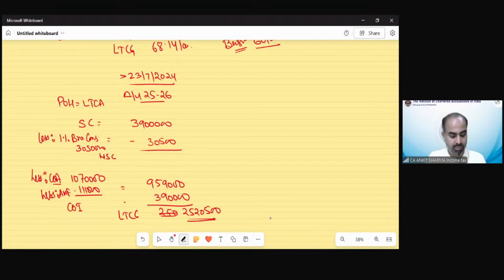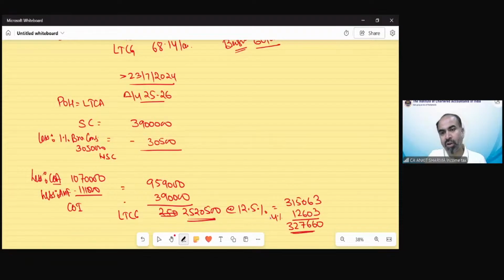After that, my long-term capital gain would be 2,500, and now we have to calculate tax upon this at the rate of 12.5%. This is my GTI, this is my TI. No other information has been given in the question. So the tax on this value would be 315063, and after 4% cess, 12603, the tax would be 327,660 after rounding off.